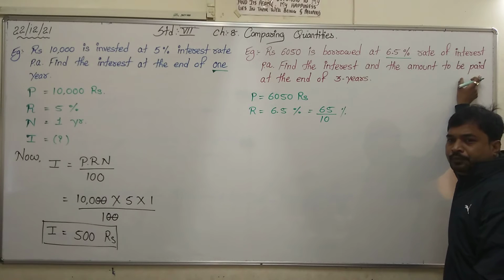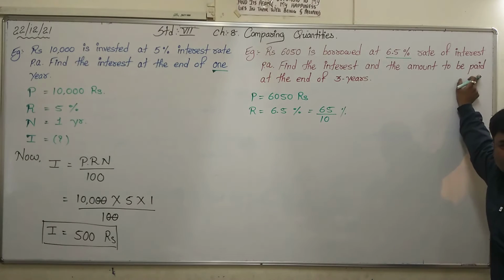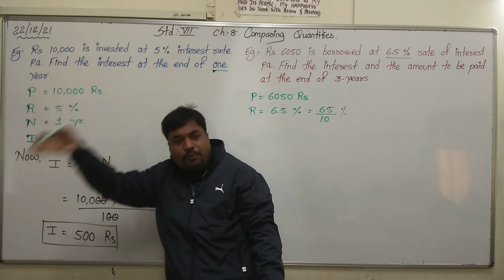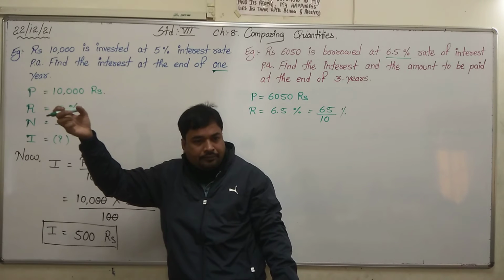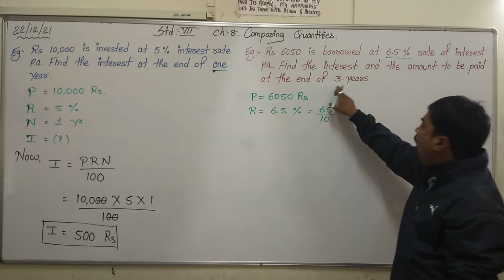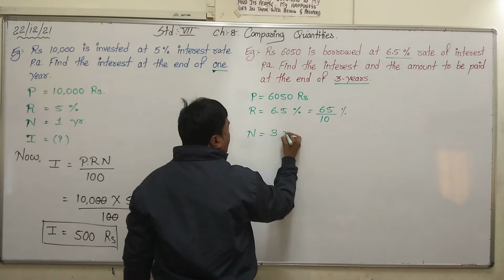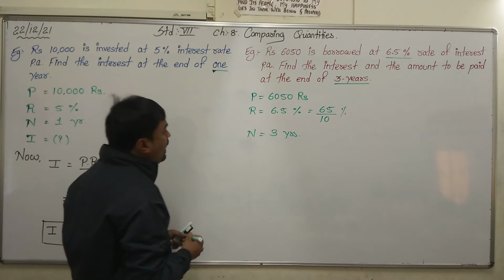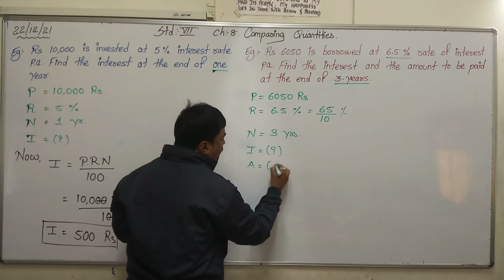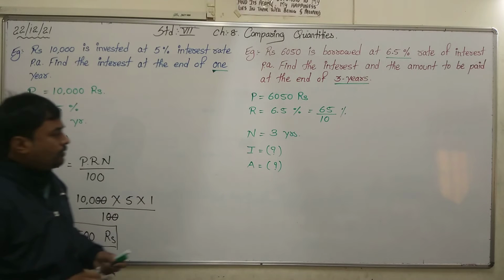See here, paid has come. To be paid. Paid means what? Only if he has borrowed will he have to pay. These 500 rupees he received. Why? He invested the amount, deposited it, that is what we say. Do you understand? So find the interest and the amount to be paid at the end of 3 years. So what is your end time period? That is 3 years. Right? What we have to find? We have to find interest I as well as we have to find amount. Two things we have to find.